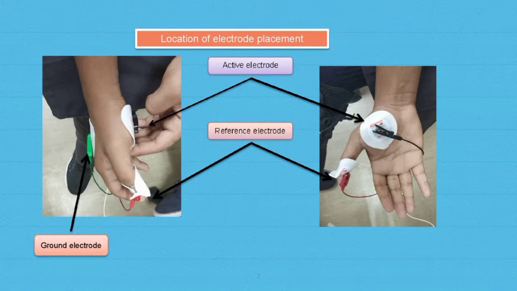Location of electrode placement. The active electrode we put at the thumb muscle. The reference electrode we put at the thumb and muscle, and the ground electrode we put at the back of the patient's hand.